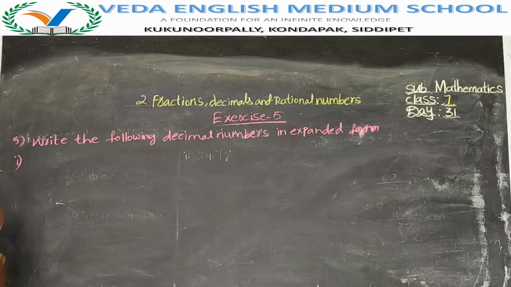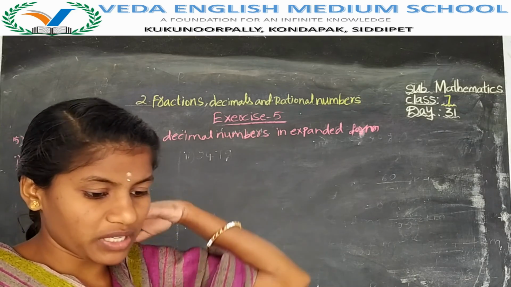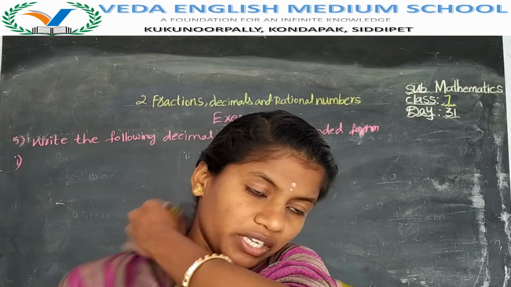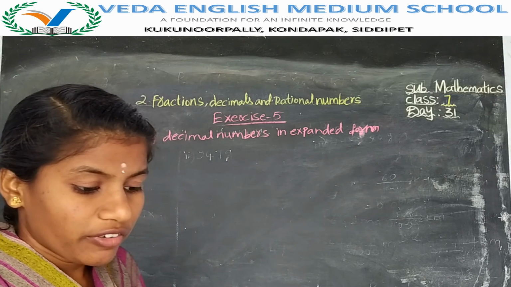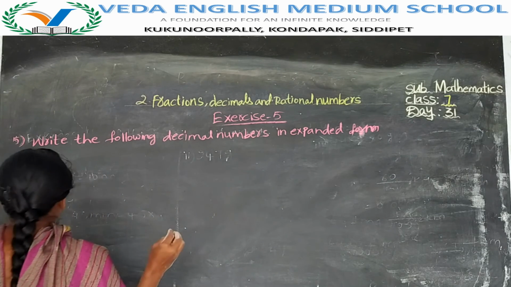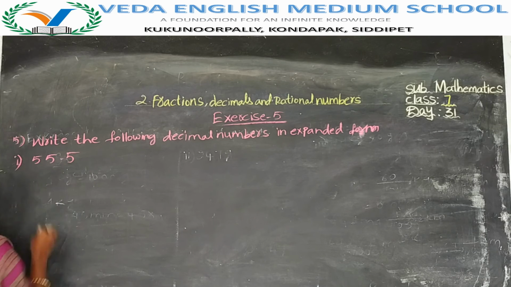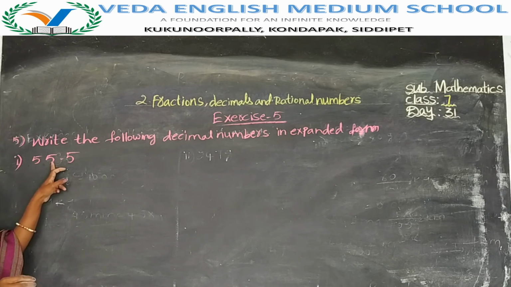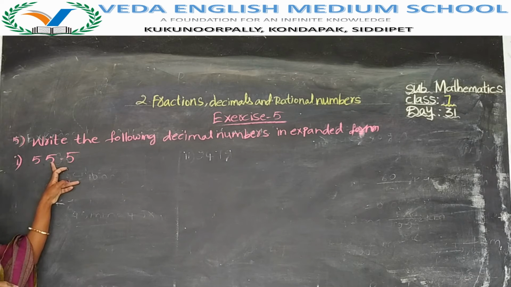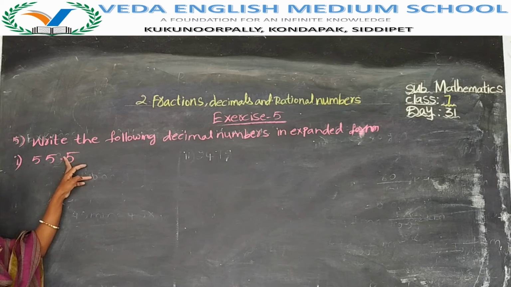In the fifth bit we have 5 problems. I will explain one. The remaining are all homework. First one is 55.5. After the point you have to read one digit. Before the point, place value starts from ones onwards. After the point, place value starts from tenths onwards. Tenths, you have to pronounce with th.